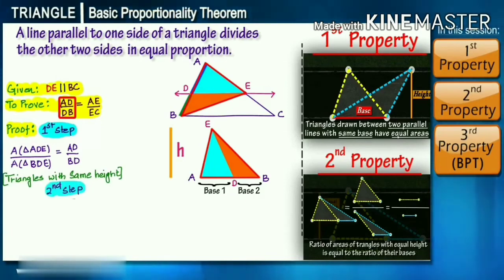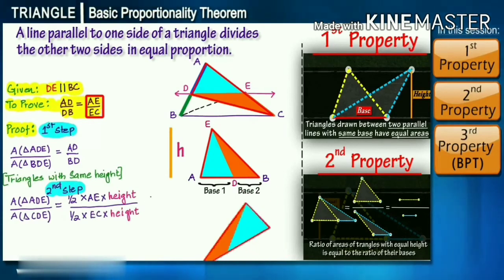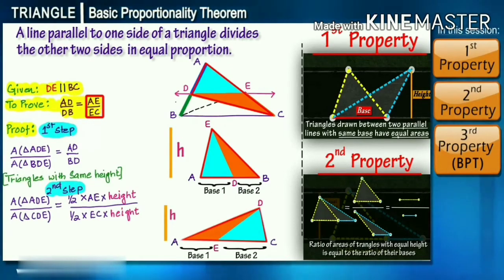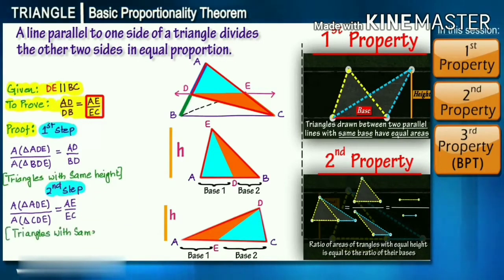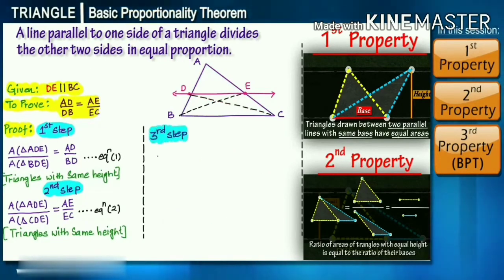In the second step, there are two sides AE and AC. So join line segment DC. We can write it as ratio of area of triangle ADE upon area of triangle CDE as half into base into height. Half and height are constants here, so they get cancelled and we get AE by CE as the ratio for these two triangles. Let us take it as equation 1 and 2.